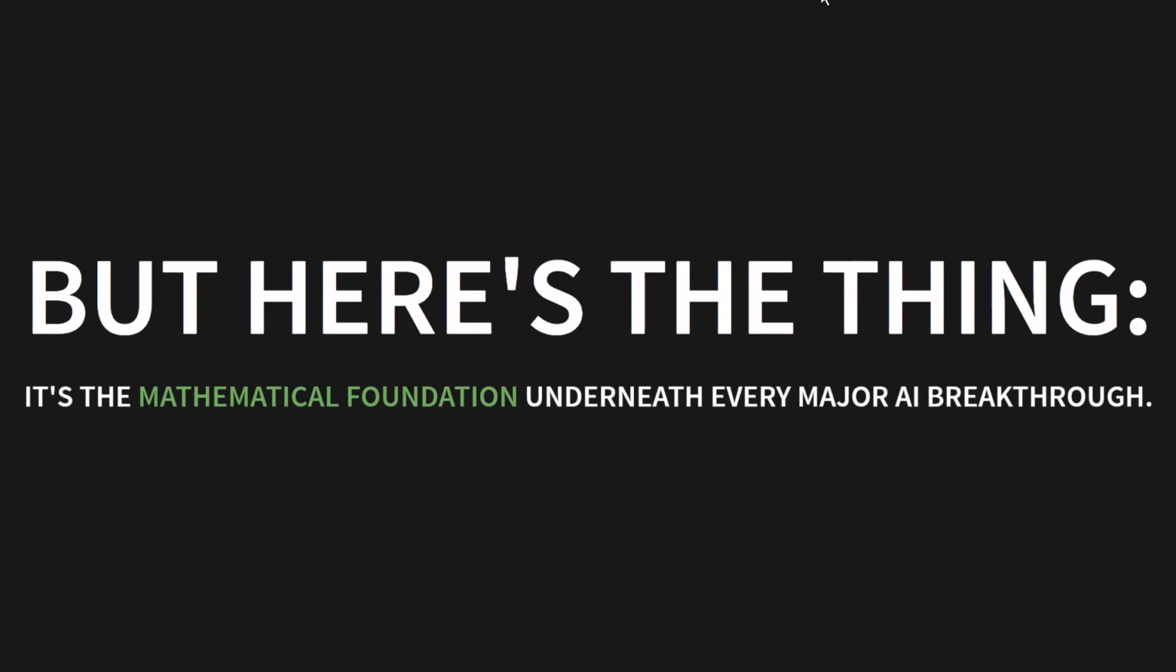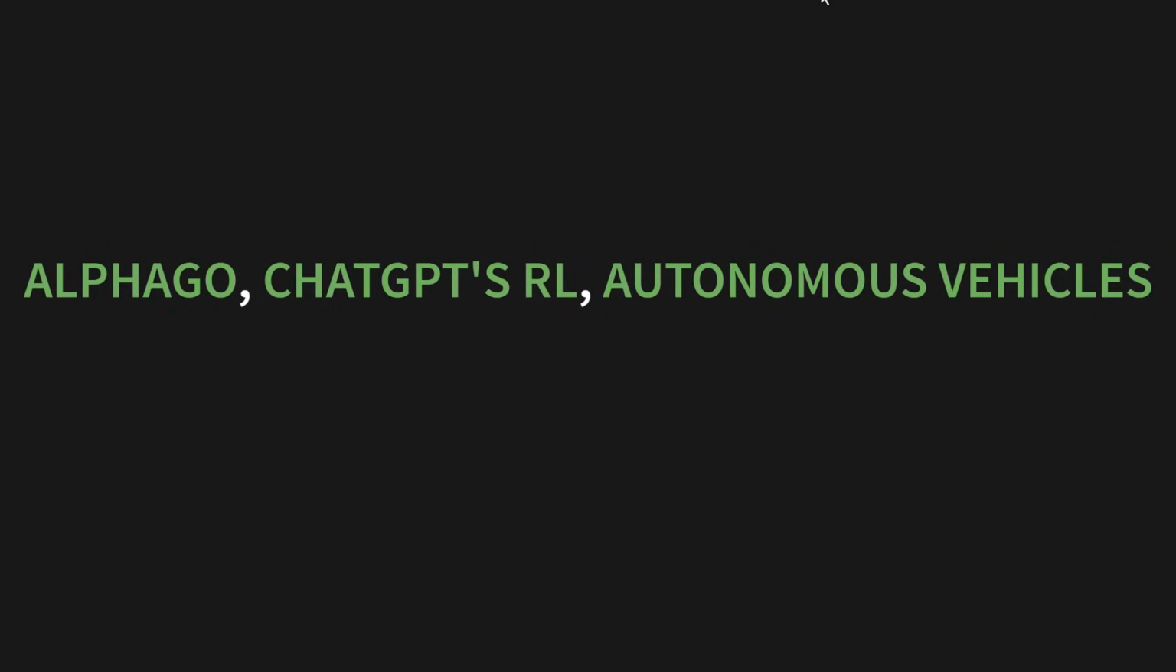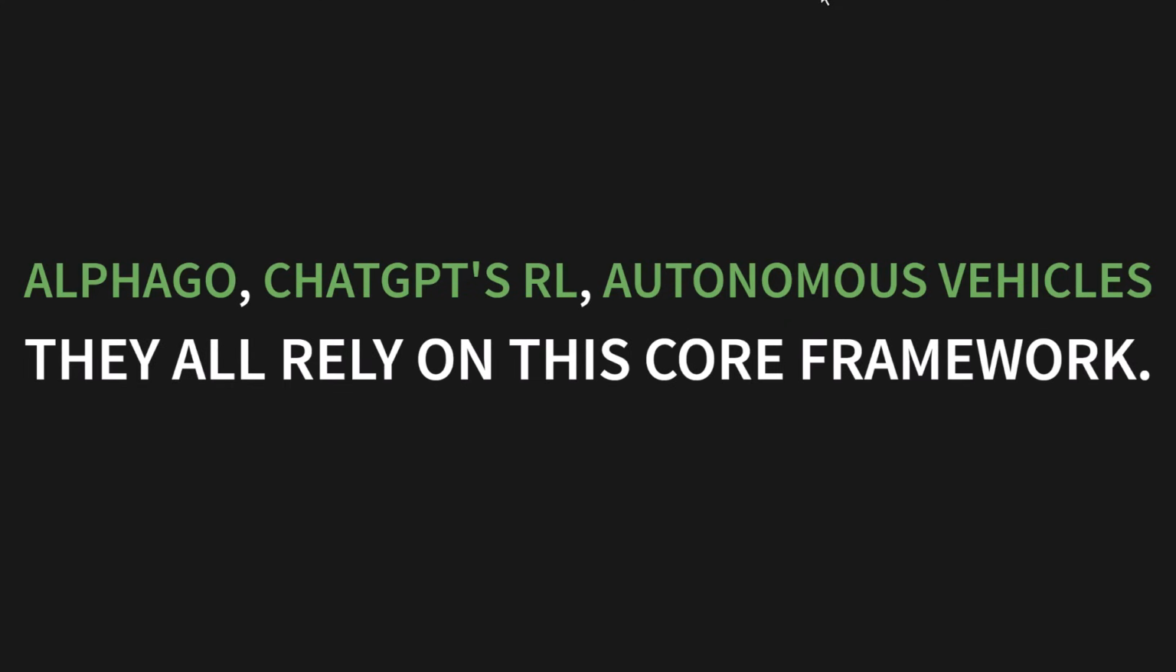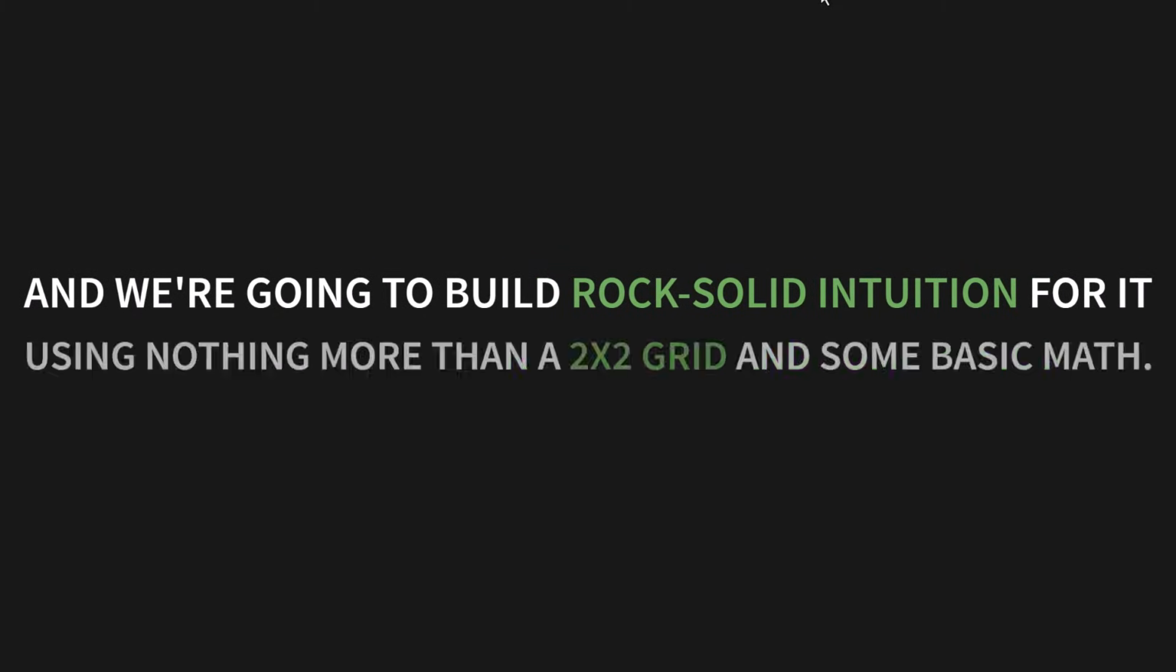But here's the thing. It's the mathematical foundation underneath every single major AI breakthrough you've ever heard of. Think about AlphaGo, or the reinforcement learning that helps power ChatGPT, or even the logic inside autonomous vehicles. Deep down, they all rely on this exact same core framework. And here's the great news. We're going to build a rock-solid intuition for it. And we're going to do it using nothing more than a simple 2x2 grid and some basic math. It's not magic. It's a system. And we're going to tear that system down to its absolute bare essentials.